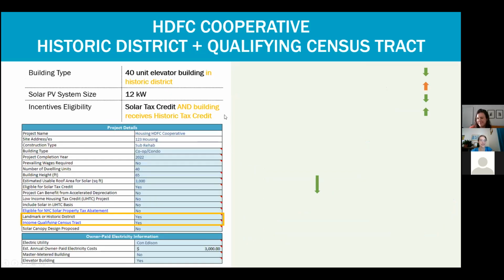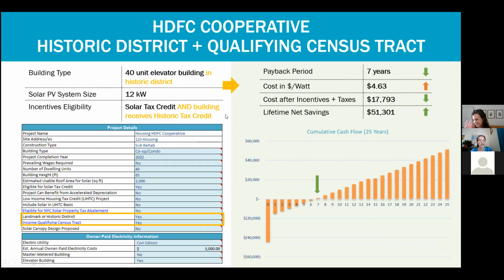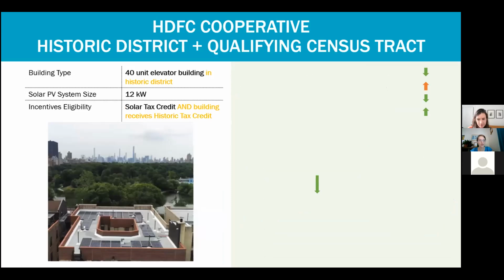So let's look at an HDFC co-op that's in a historic district. You've got the same type of building, but it's in a historic district. This means, first of all, if you could go back to the picture for a second, Kate, that the solar can't be visible from the road. So you have to install solar in a way like this, where it's below the parapet wall or set back enough that you can't see it if it's in a landmark district.